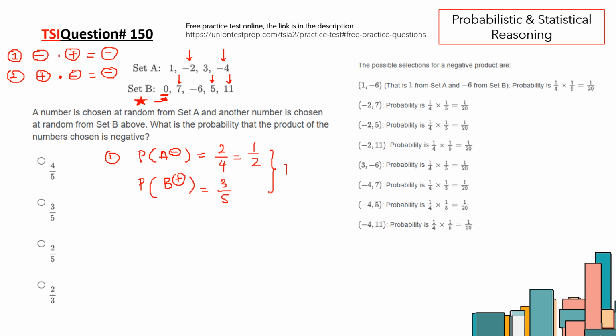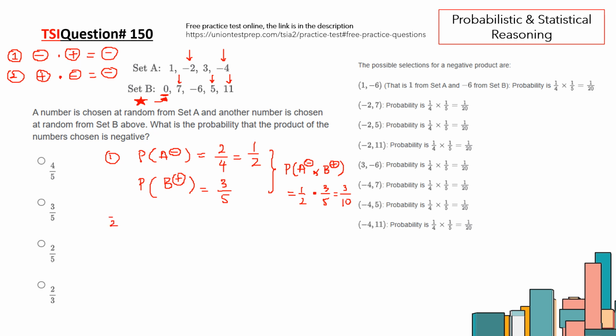So the probability that you choose a negative number from set A, and you choose a positive number from set B, equals 1/2 multiplied, because they are independent events, by 3 out of 5, and this equals 3 out of 10.